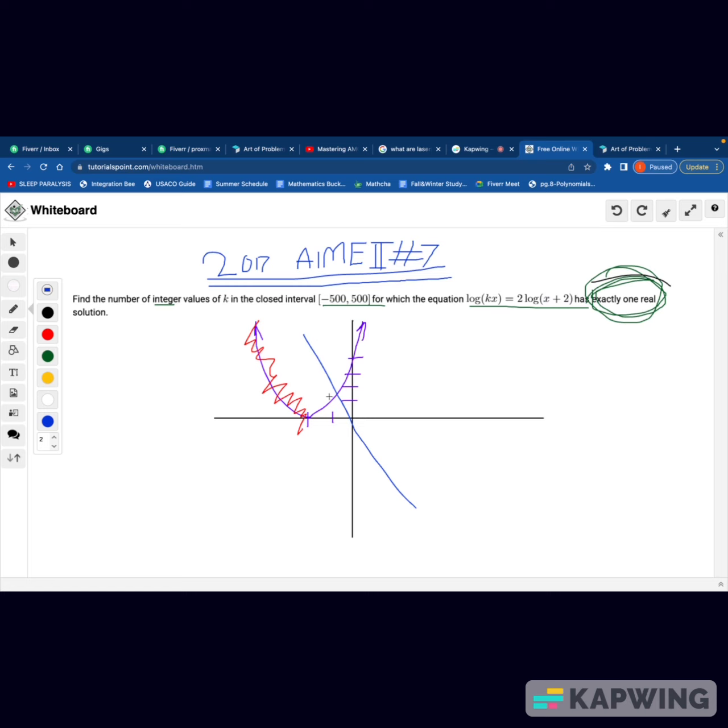Note that we're only worrying about this part of the parabola, and if we choose any negative slope k, it's always going to intersect the parabola exactly one time. But we cannot have k equals 0 because we can't have log of 0. So k can be -1, -2, or anything down to, since it's the closed interval, -500.